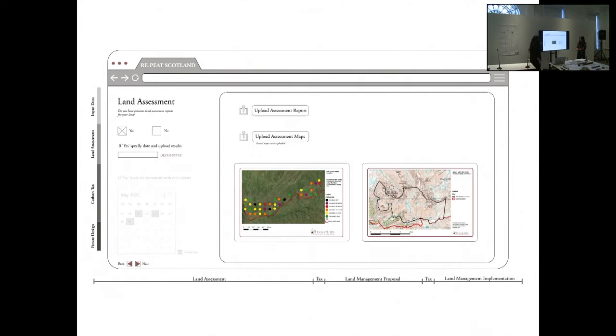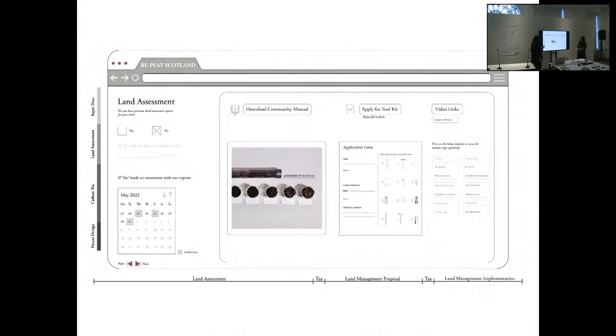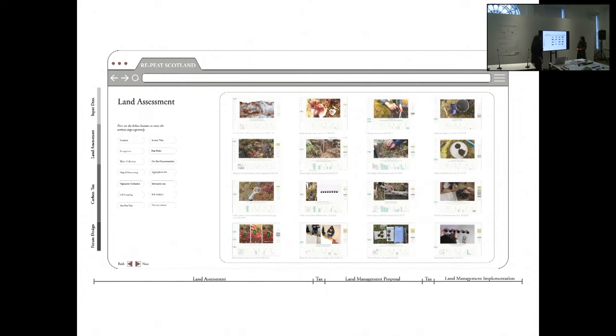Next, we move to the land assessment part of the interface. The user should specify if they have any previous assessment or not. If yes, then they would enter the date, upload assessment reports and maps. If not, then they could book a meeting with an expert, download a community manual, apply for a toolkit, or get access to several video links. These video links could explain how the assessment can take place on site using the community manual. We're going to show a video that's a combination of all of these steps.